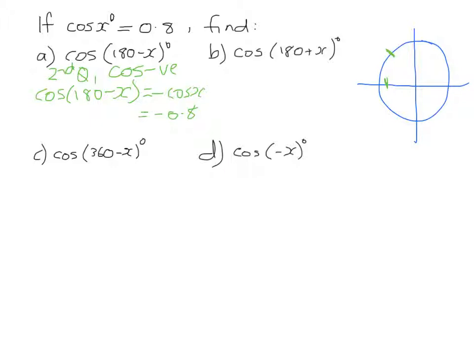For the second one here, 180 plus x. 180 plus x is down here in the third quadrant. Third quadrant again, we have cos is negative. If the x coordinate is negative, cos is negative. So that tells us that cos of 180 plus x will equal negative cos of x, which, cos x is 0.8, so this would be just negative 0.8.